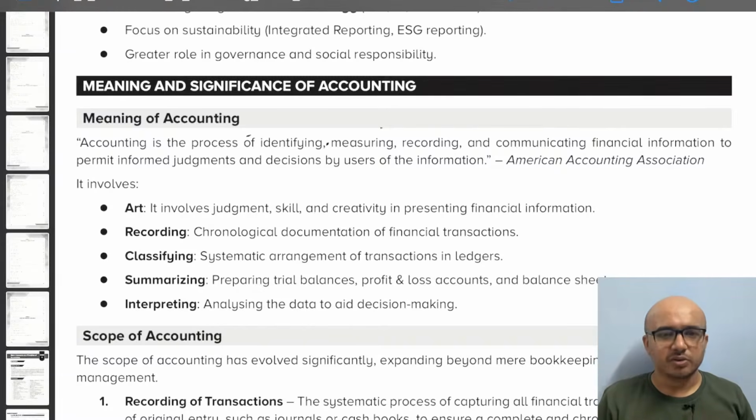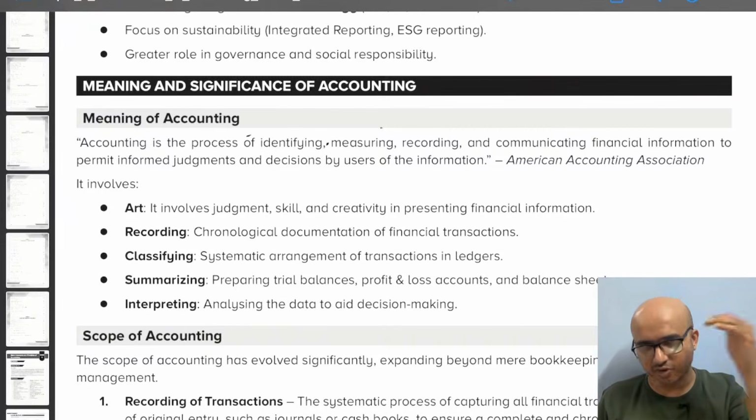Okay. So here mostly, as I said, in accounts we are mostly history keepers based on facts. Then recording, chronological documentation of financial transactions. This is very important. This is something which we have been doing since day one of accounting. We always record based on date.